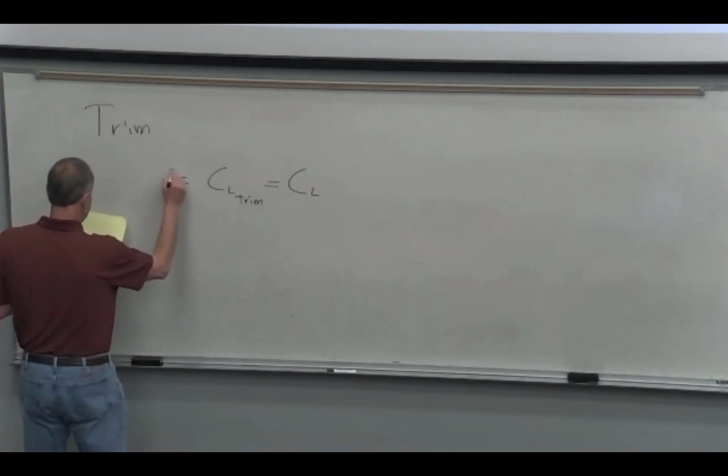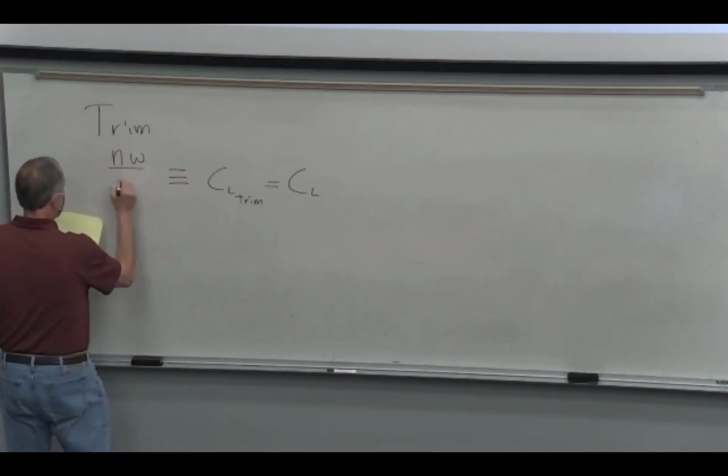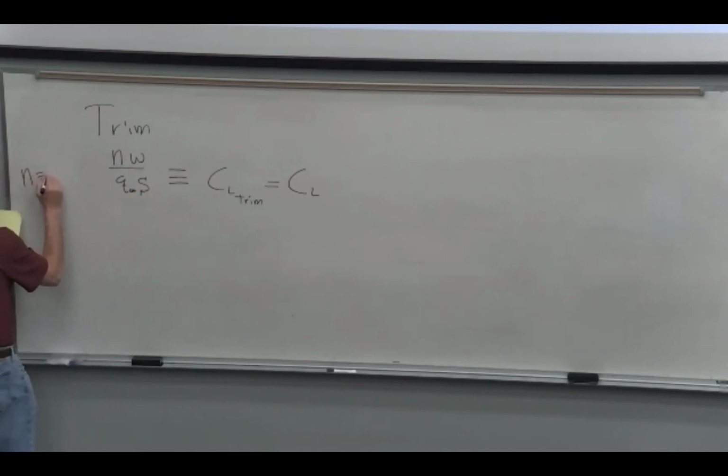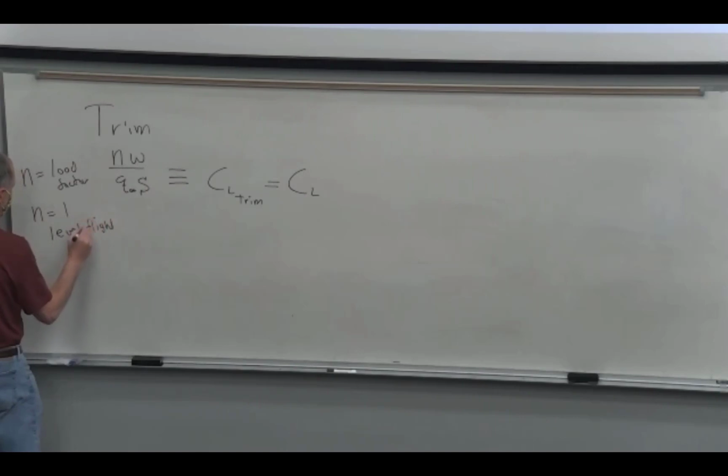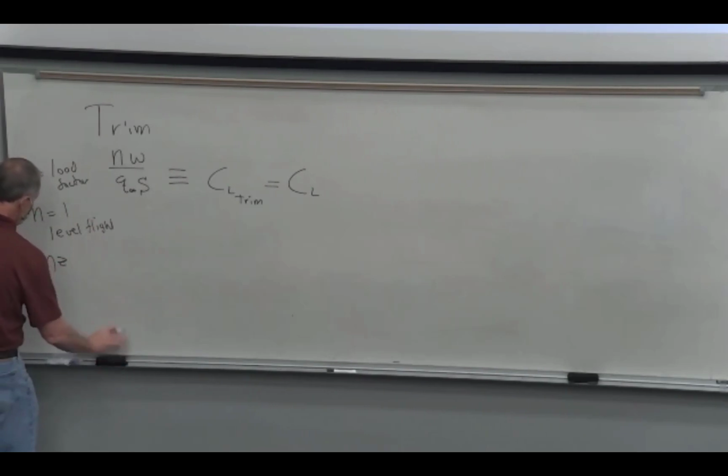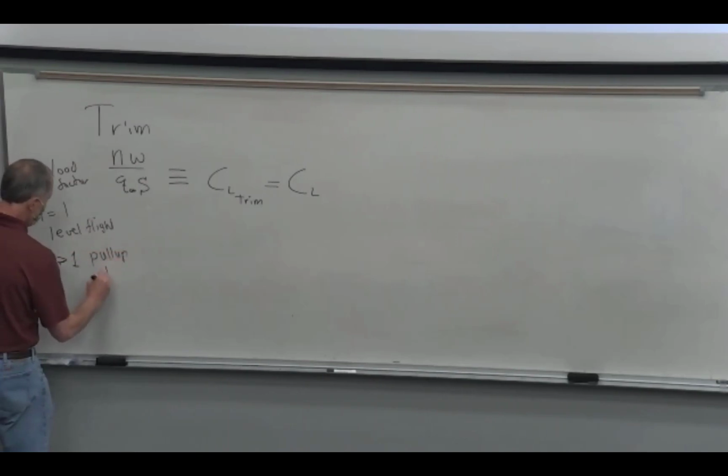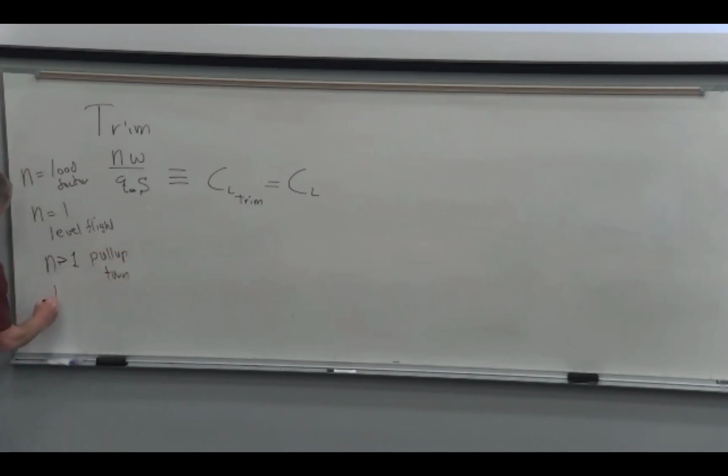Which is defined to be the weight divided by Q infinity S. And if you have a load factor, then you include that N. So if N is equal to 1, you're just doing level flight. If you're pulling Gs, N is greater than 1. Then you're doing a maneuver, a pull-up, or a turn. And if the load factor is less than 1, you're doing a pushover or some other kind of negative G maneuver.